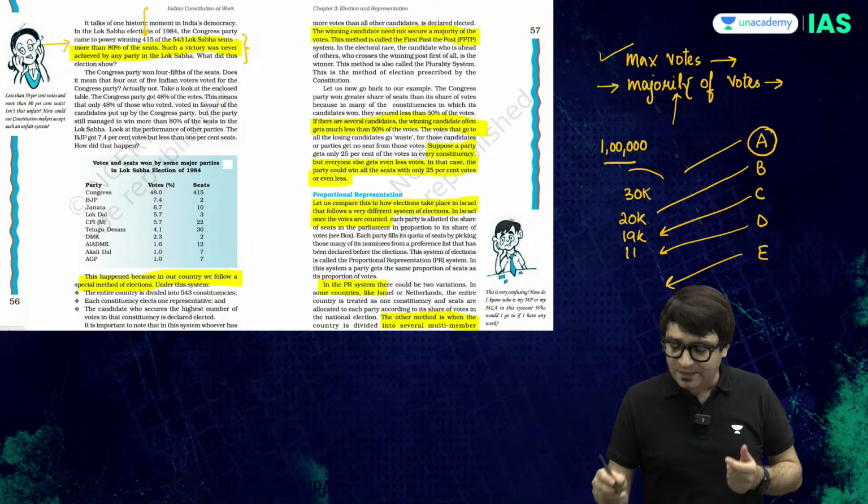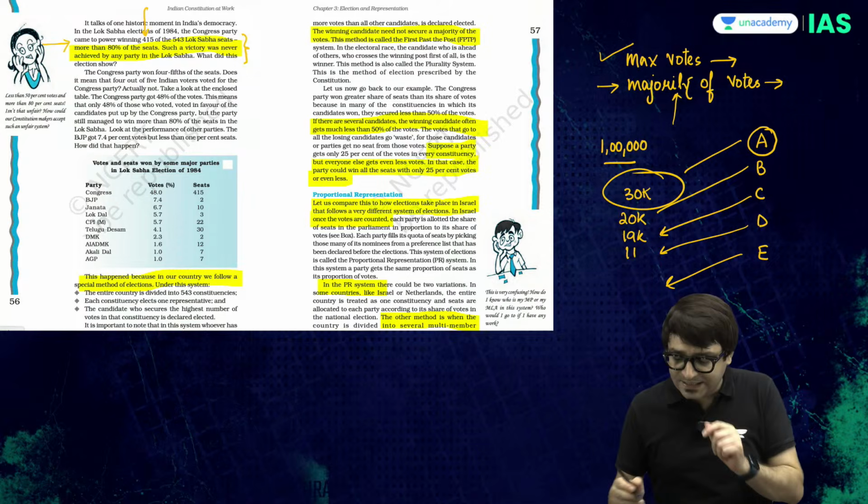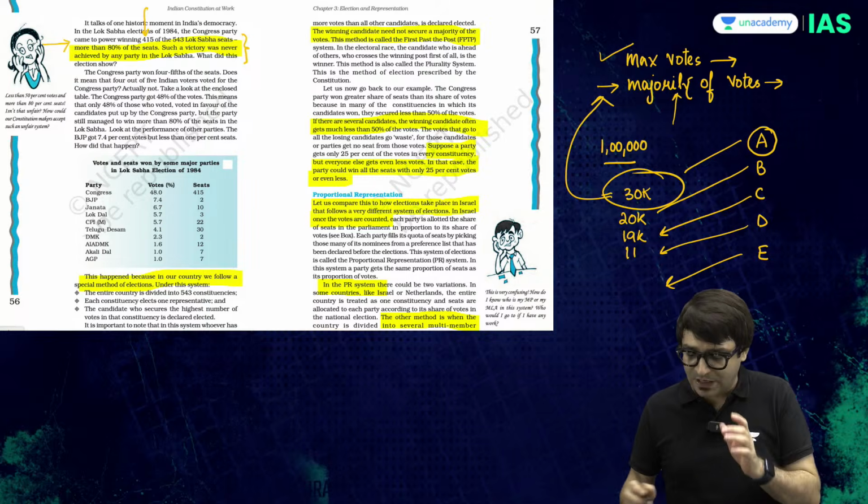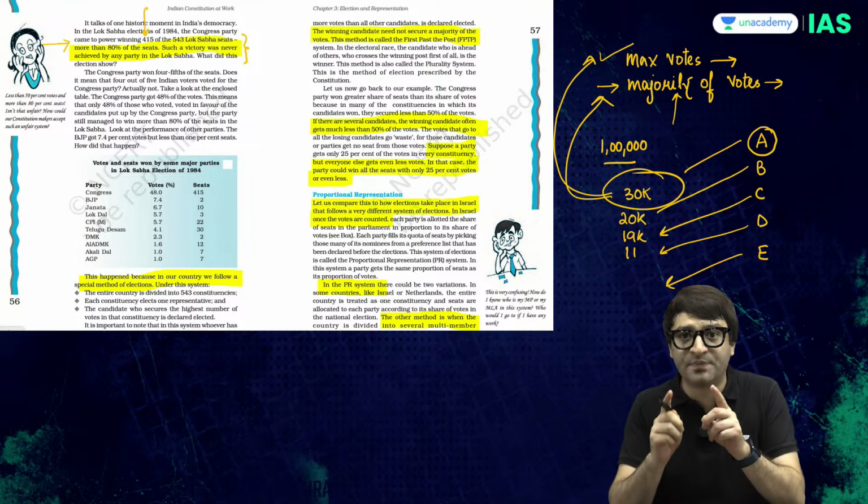Who is the winner? The winner is A. Despite the fact that A did not get the majority. A did not get more than half of the votes, but A got the maximum number of votes.